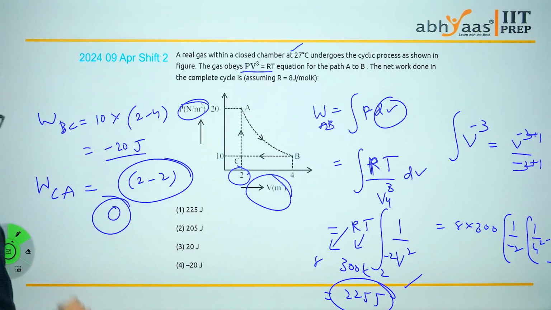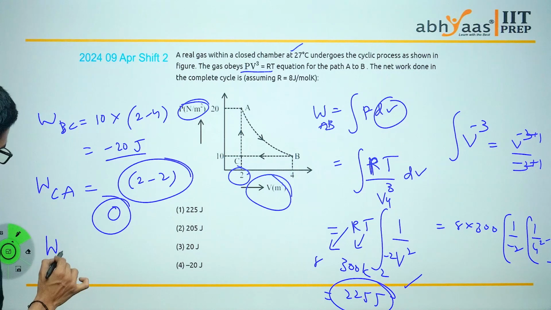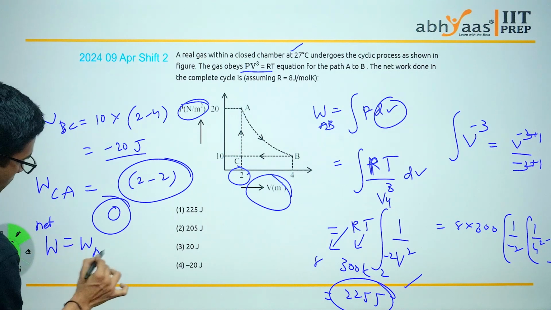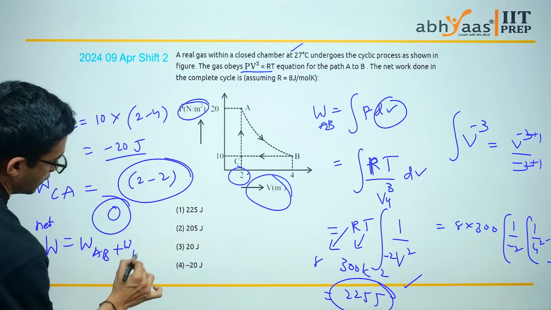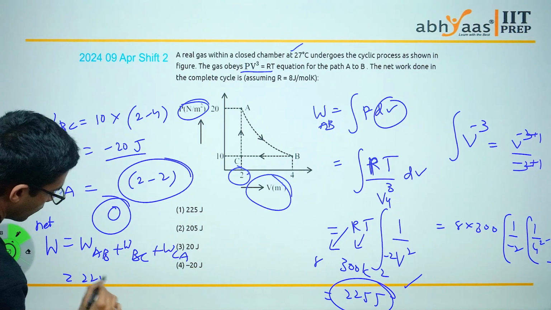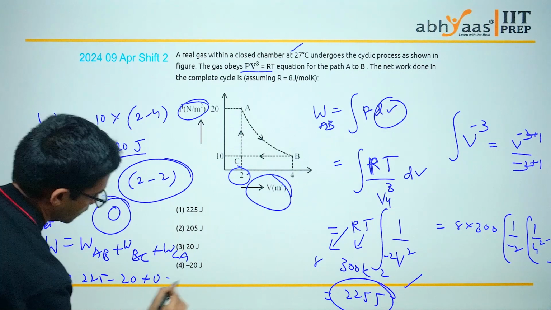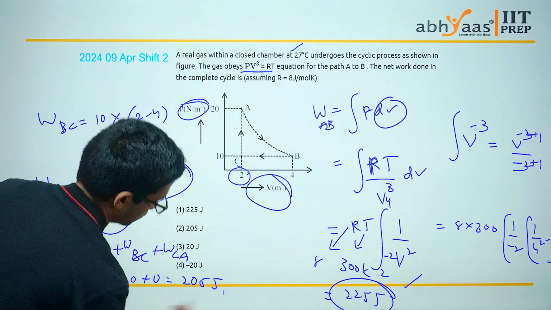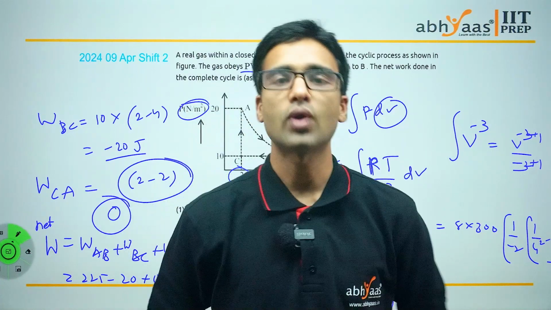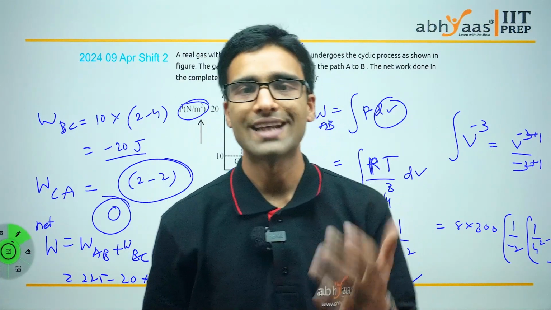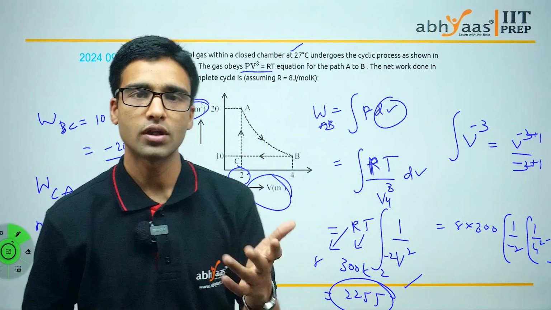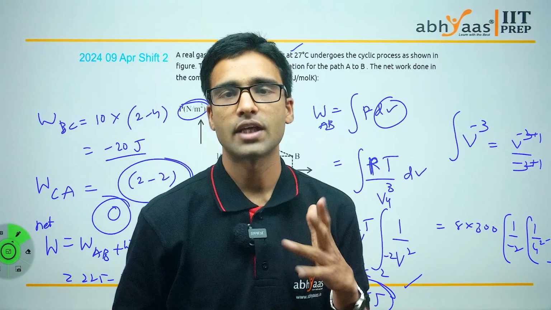That's why the total net work is equal to work AB plus work BC plus work CA. That is 225 minus 20 plus 0, which is 205 joules. This is the answer. So simple questions. The only thing is you need to understand the different kinds of processes, and how to calculate work done and heat generated in them. If you know the concept, you can solve any type of question.